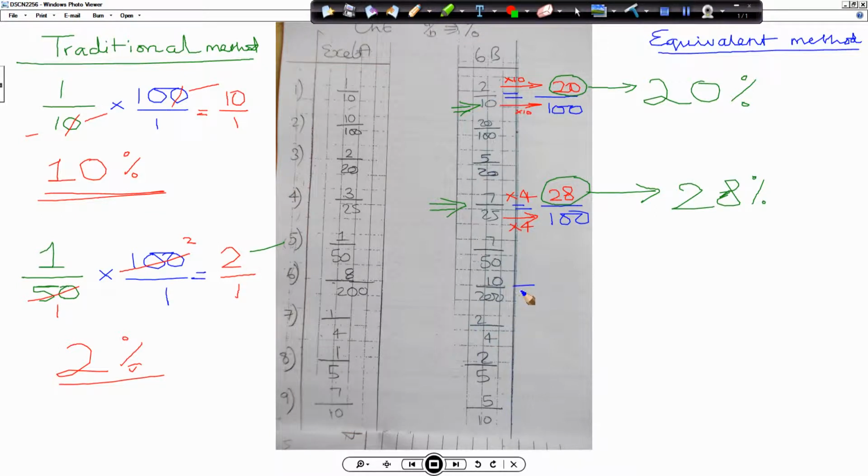Okay. We have 10 over 200, and we need to get to 100. What do we do this time? We don't multiply, we divide by 2. 200 divided by 2 is 100. What you do to the bottom, you do to the top. 10 divided by 2 is 5. So the final answer is 5%.